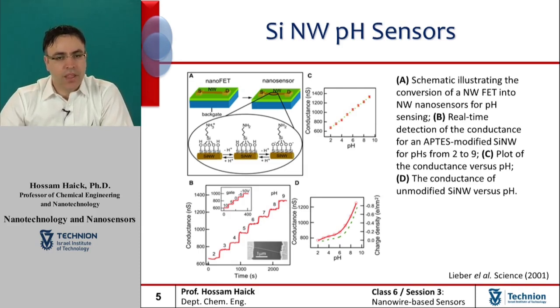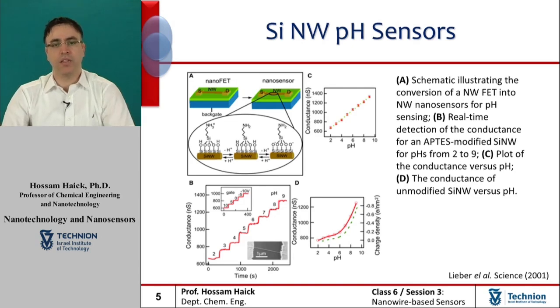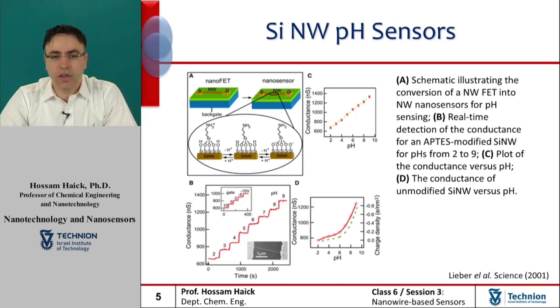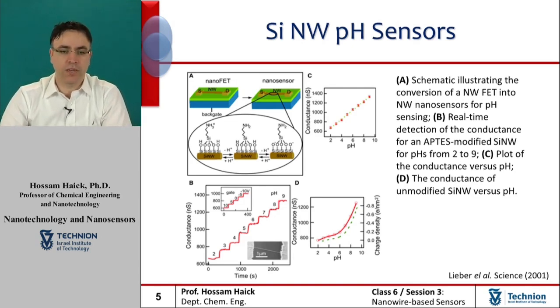In addition, the conductance is constant for a given pH. A typical plot of the conductance versus pH shows that this pH dependence is linear over the pH range between 2 and 9, and this can of course be seen in panel C on the screen.